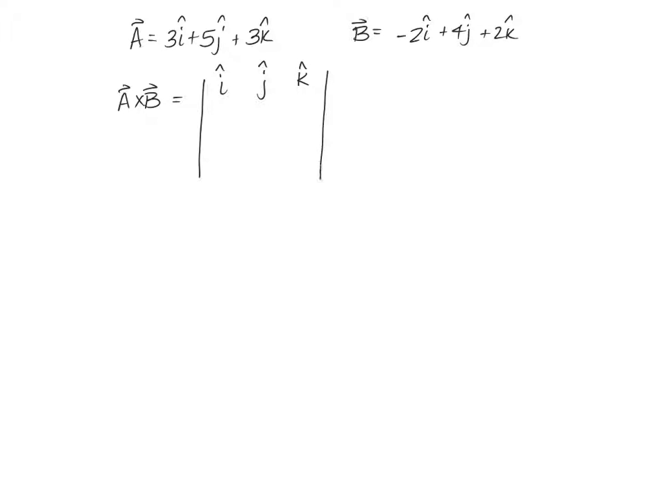The matrix is found by taking the top row as our unit vectors. The components of vector A, which is the first vector in the cross product, make our second row. So we have 3, 5, and 3. And vector B's components make the last row, which is minus 2, 4, and 2. So this means the determinant. This might be something that you've done before in one of your math classes.